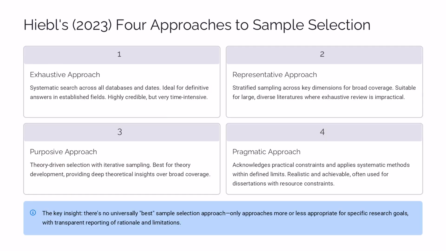Hiebel's 4 approaches to sample selection. Hiebel's 2023 research represents a breakthrough in understanding why many literature reviews fail to make meaningful contributions. His analysis of over 500 published reviews revealed that sample selection decisions, often treated as mundane methodological details, actually determine the entire quality and contribution potential of your review. Poor sample selection is the hidden killer of literature reviews.